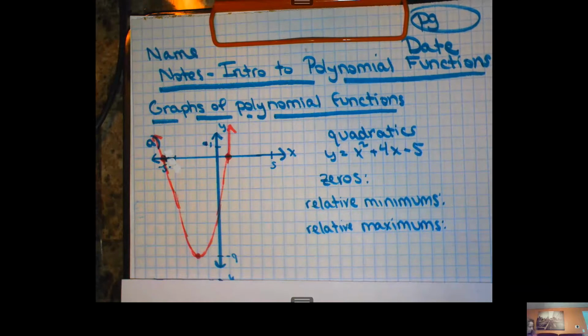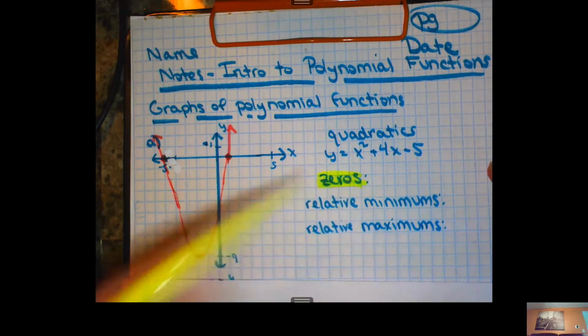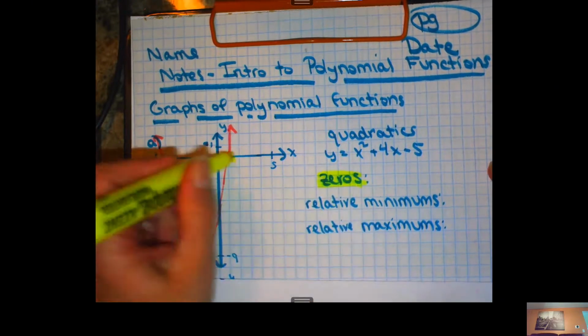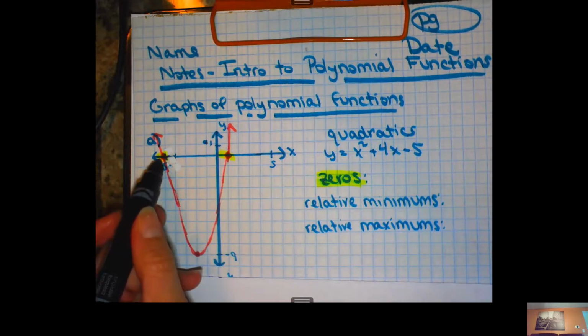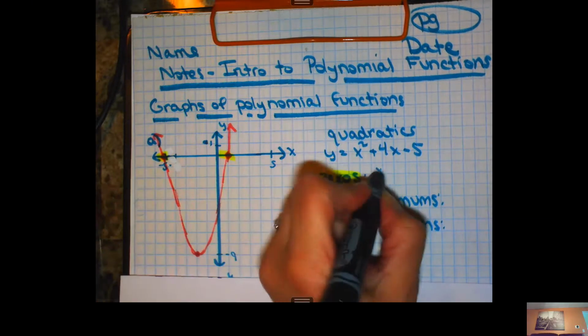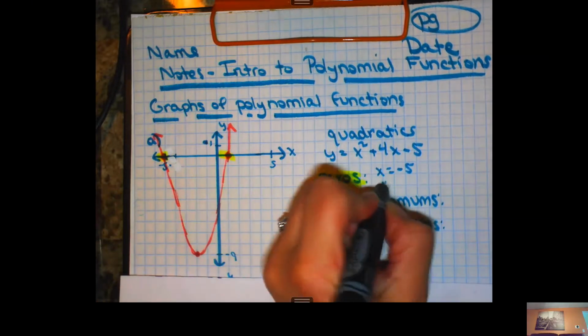So our zeros are where it touches the x-axis. So I'm going to use a highlighter. You can choose to do the same thing. Our zeros would be on the x-axis. So it would be these two values here. So I'm just going to write my two zeros. It's at x equals -5 and x equals 1. So those are my zeros.